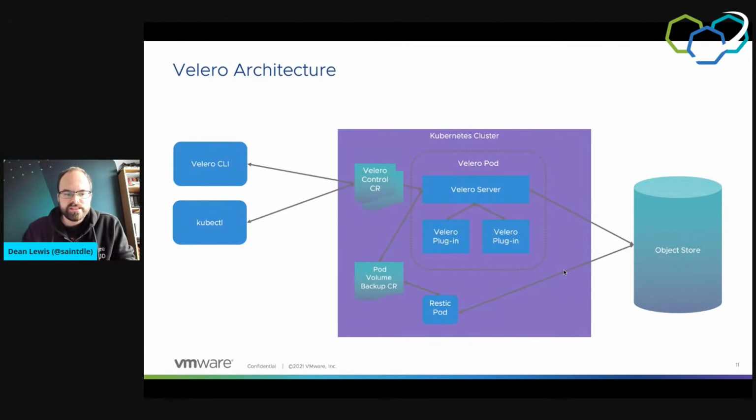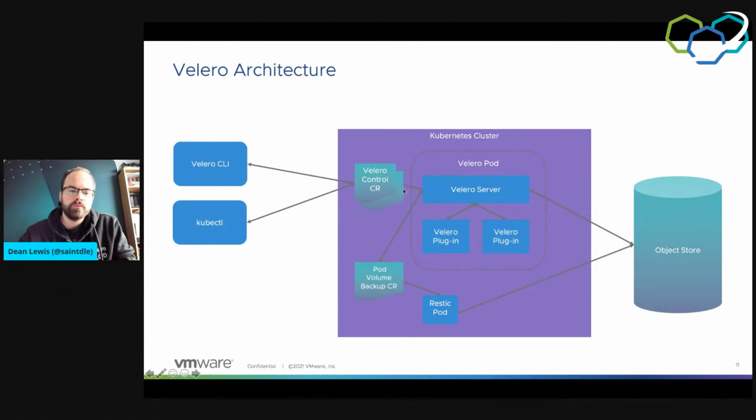A high-level overview of its architecture. It's very, very simple. So we start off with the Velero CLI. Using the CLI and kubectl installed on your machine, as long as you've got connectivity and the right authentication in your kubeconfig file, we can interact with your Kubernetes cluster. You can use the Velero CLI to install the Velero control custom resources and the services that are associated as well into its own namespace.